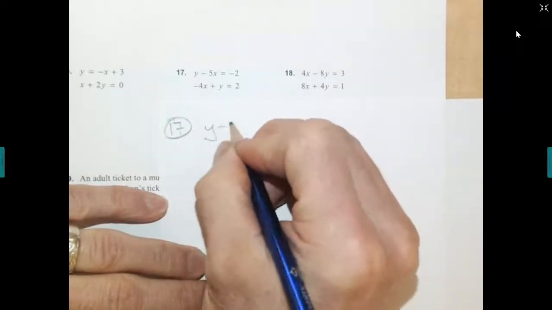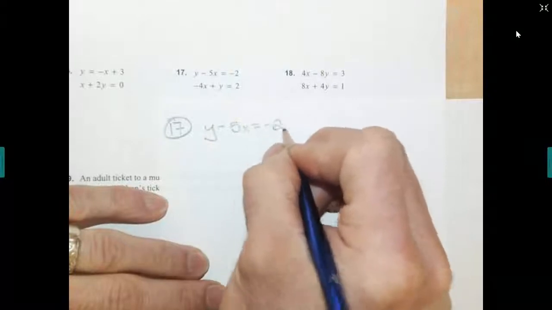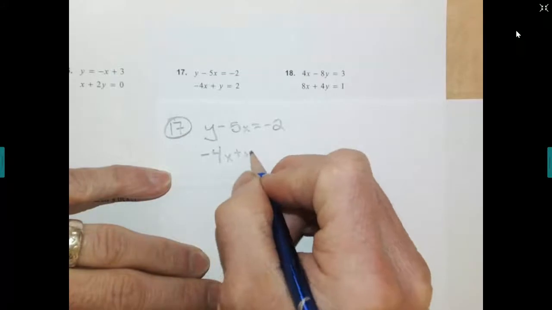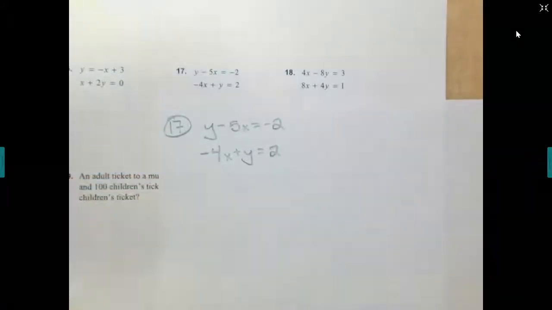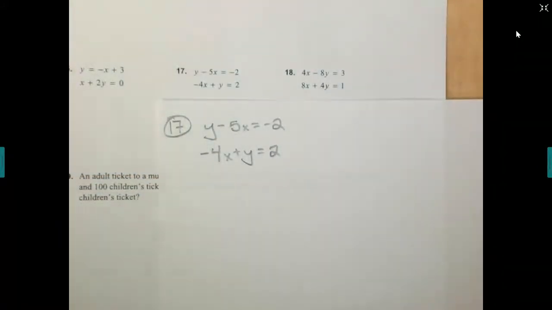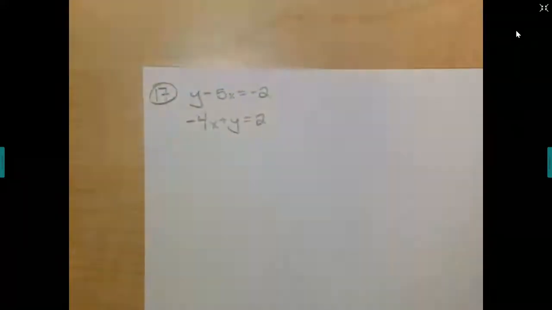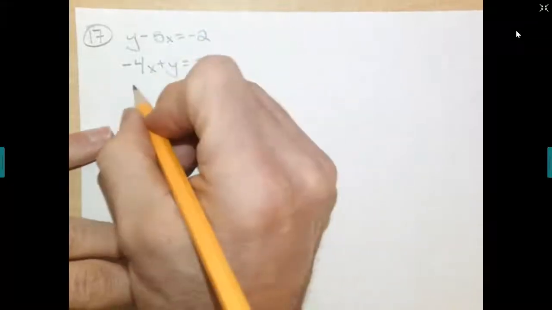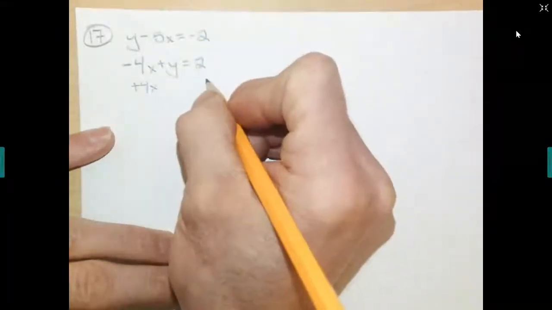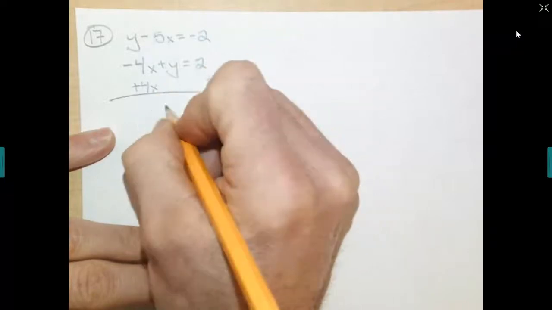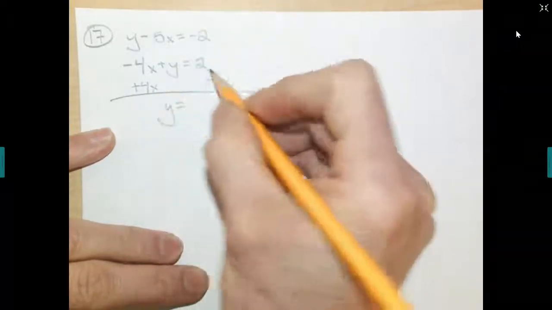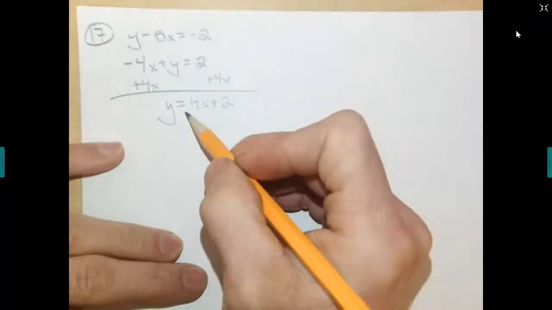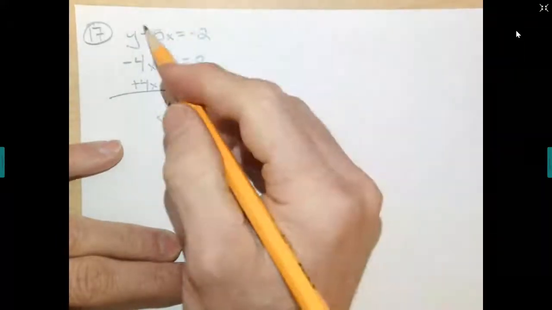17. y minus 5x equals -2. -4x plus y equals 2. Alright. First part, I need to solve for one of my variables, so I'm going to go ahead and solve for y. Plus 4x, plus 4x. So we get y equals 4x plus 2. So I'm going to go ahead and plug this into here.